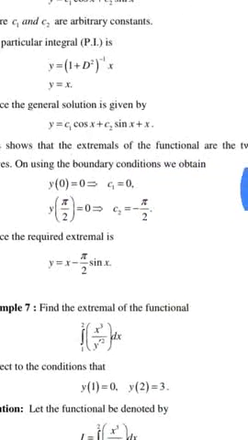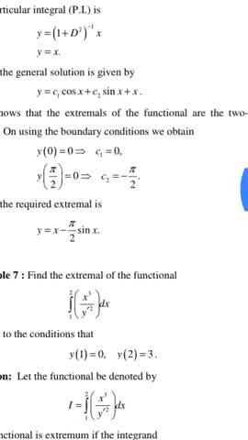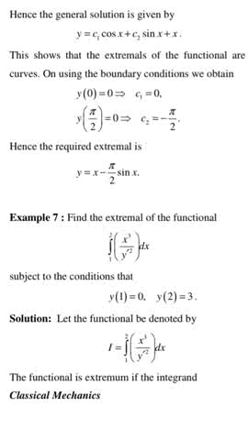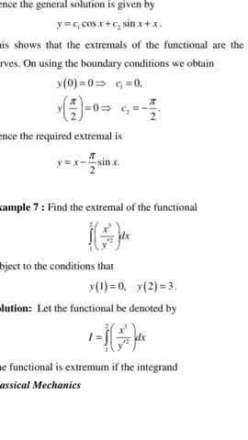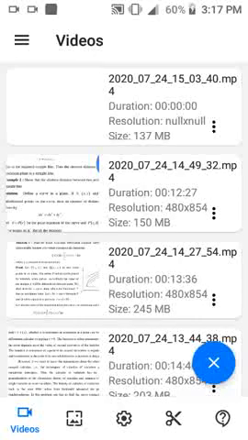If y(0) is equal to 0, then with cos 0 equal to 1 and sin 0 equal to 0, c1 is equal to 0. And y(π/2) is equal to 0, therefore c2 is equal to −π/2. Hence the required extremal is y is equal to x − (π/2) sin x. This is the required solution.